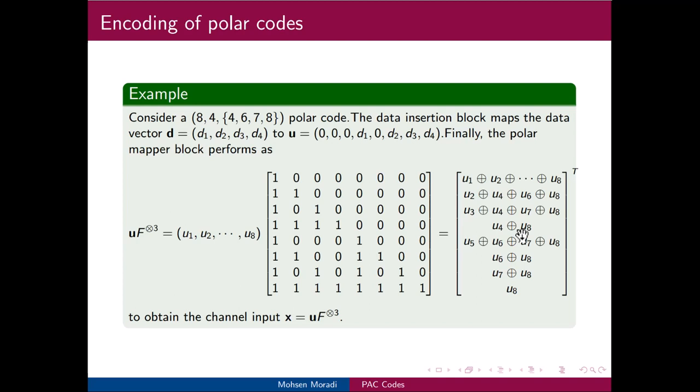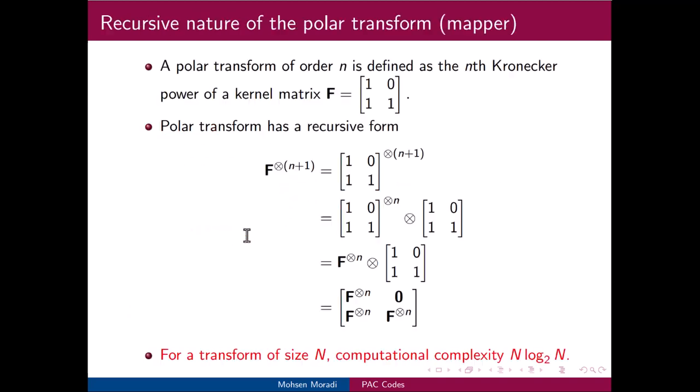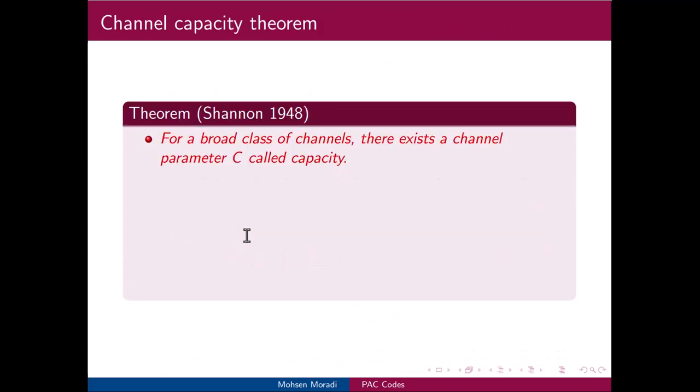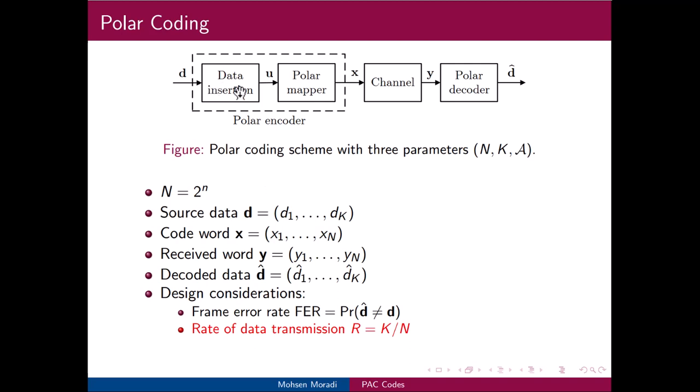It uses channel polarization. If each of these input bits, U1 up to U8, sees a different kind of channel, which one is more reliable? We would like to find those, and the 4 that are more reliable, we will choose them. So the code construction of the Reed-Muller codes and polar codes are different. The only difference is the data insertion block. The polar transform is the same, but the way that it chooses is different.